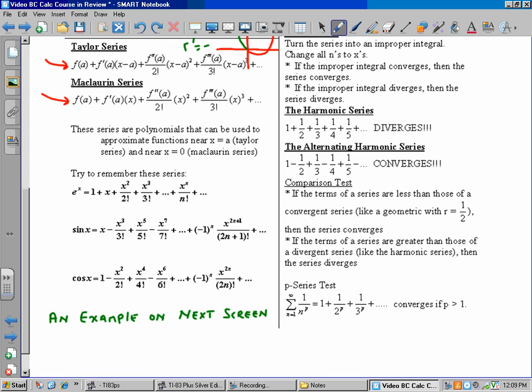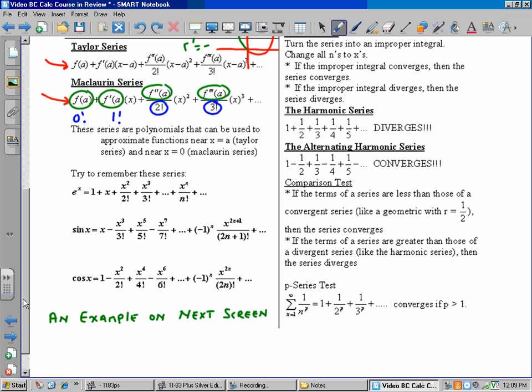Okay, there's three pieces to these series. First piece is the derivatives: the value of the function, the value of the first derivative, the value of the second derivative, the value of the third derivative. That's the first thing. The second thing are factorials. So this would actually be 0 factorial. That's defined as 1. 1 factorial, 2 factorial, 3 factorial. That's the second thing that's with the series.